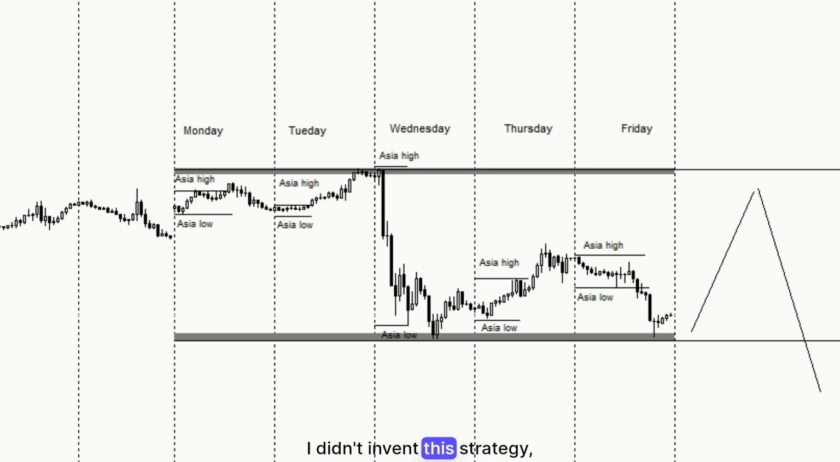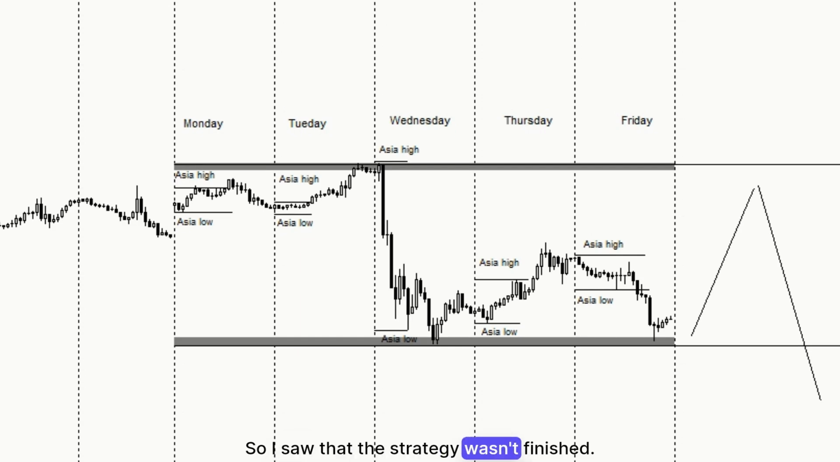I didn't invent this strategy. I learned it from someone. So I made it more advanced. I saw that the strategy wasn't finished, so I added some things like time separators, days, dates. You understand the Asias, how they manipulate them. I just saw it from someone, but they didn't explain it in a full description.